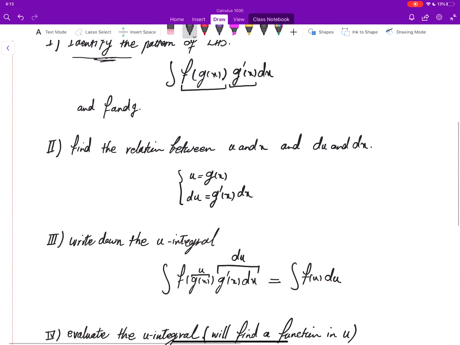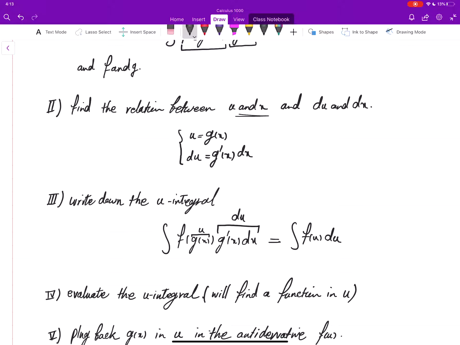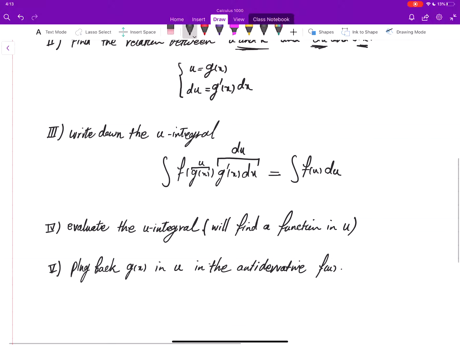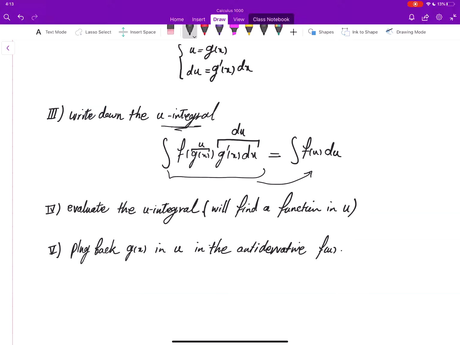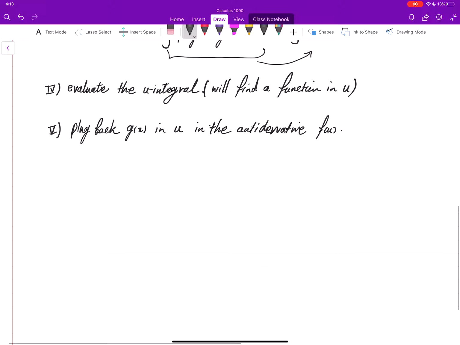So start with the x integral, identify the pattern, then you will see what f is and what g is. Then find the relation between u, the new variable, and old variable x, and du and dx. Then turn your x integral into a u integral. So you go from this to this new one. This is the new integral, hopefully an easy integral to evaluate. You evaluate it, and then everything will be in terms of u. You plug g(x) back in for u in your final answer. That way you're done with the substitution and you evaluate it.